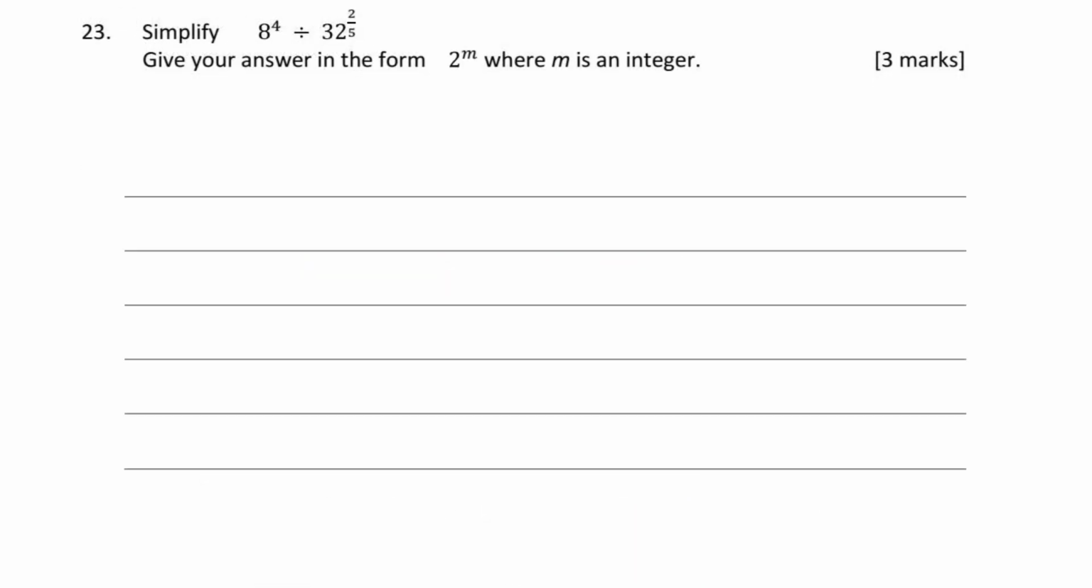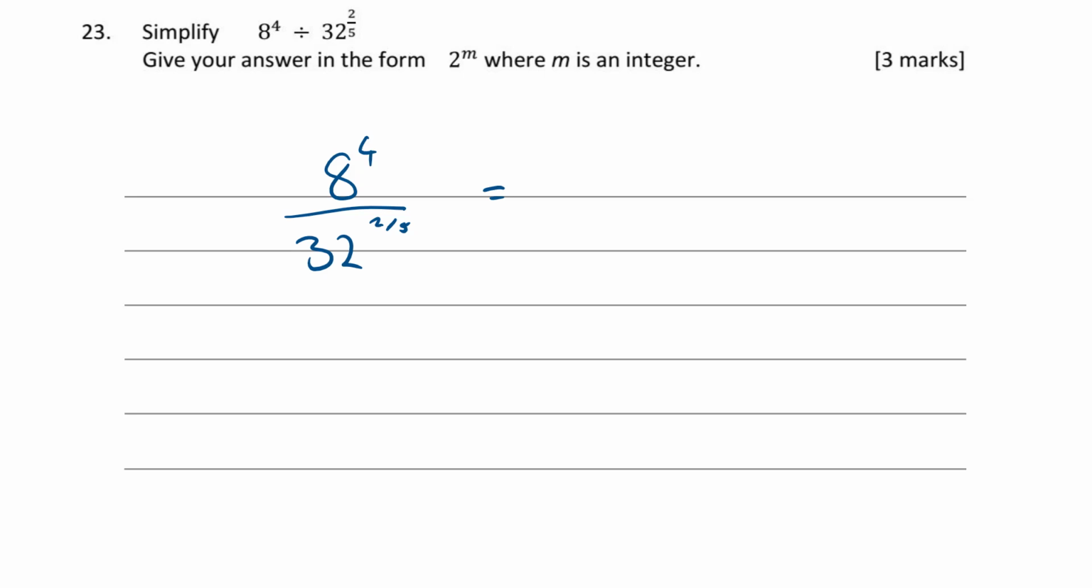Question 23, we've got some fun with indices here. Simplify 8 to the power of 4 divided by 32 to the power of 2/5. Give your answer in the form 2 to the power of m, where m is an integer. Okay, so we've got a fairly horrendous looking calculation here. So 8 to the 4 divided by, I'm just going to rewrite it like a quotient, 32 to the power of 2 over 5.